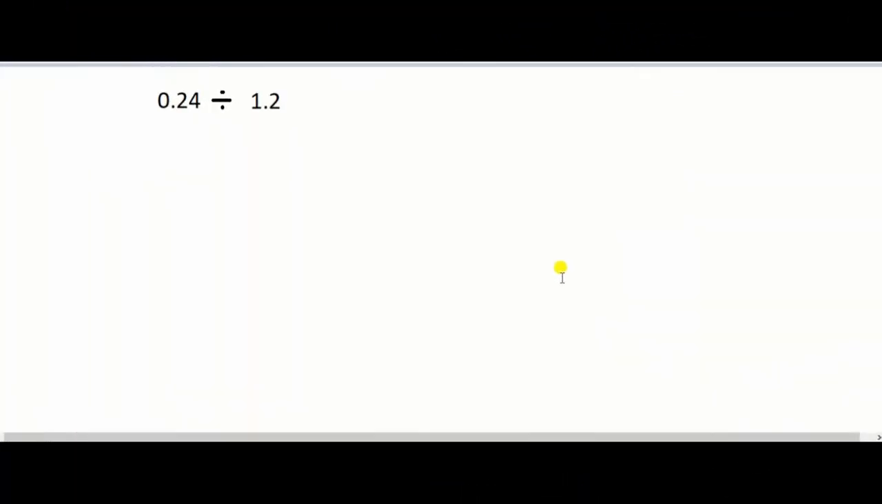Let us do another example. Here we have 0.24 divided by 1.2. So since the first number has 2 decimal places, this is telling me that I can multiply this number by 100. If I multiply this number by 100, I will have to multiply this number by 100 as well. It is the same thing as moving the decimal point 2 places to the right.